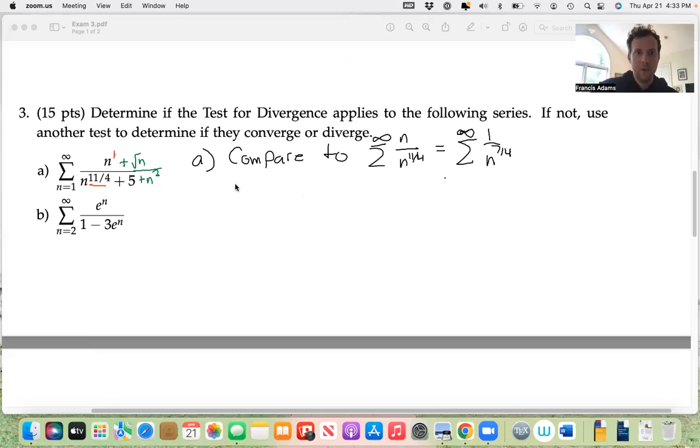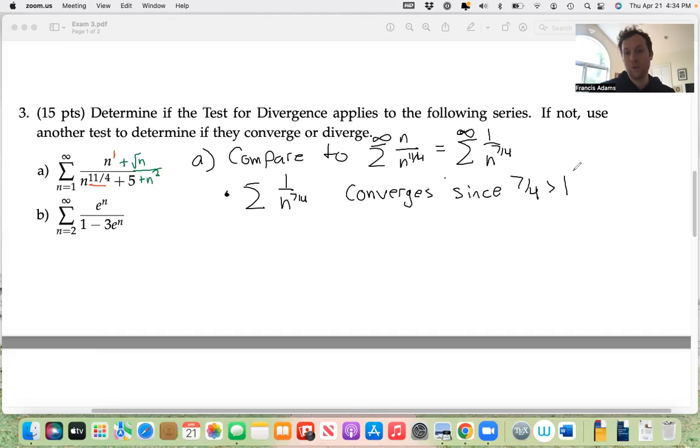So having picked this, there are two things that we need to do. First is we need to say that this comparison p-series, what does it do? And in this case, it converges, yeah. So it converges since the power is bigger than 1. You can slip in the p-test.